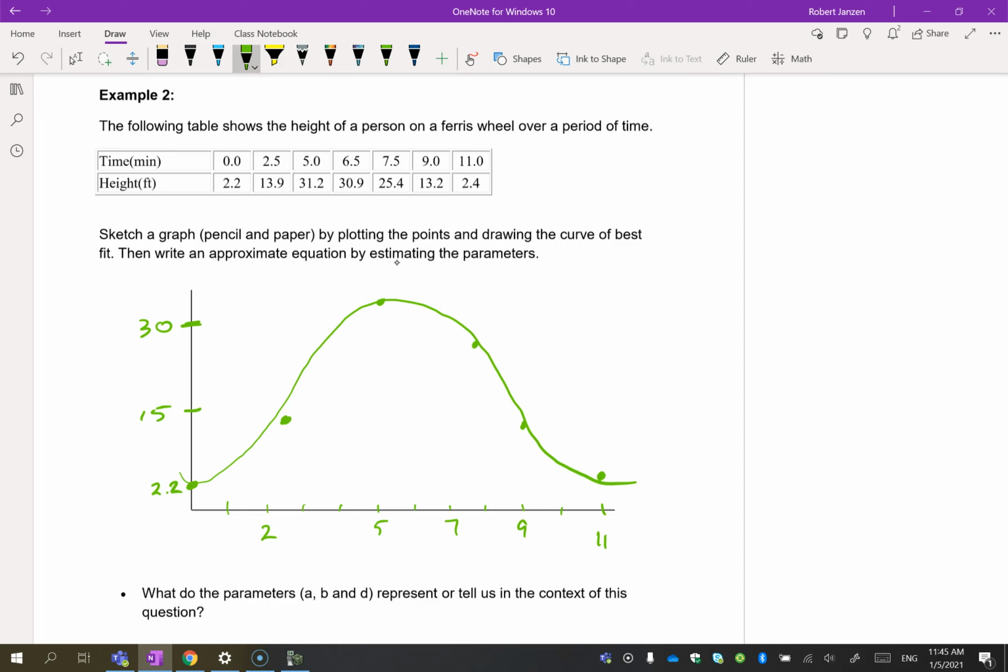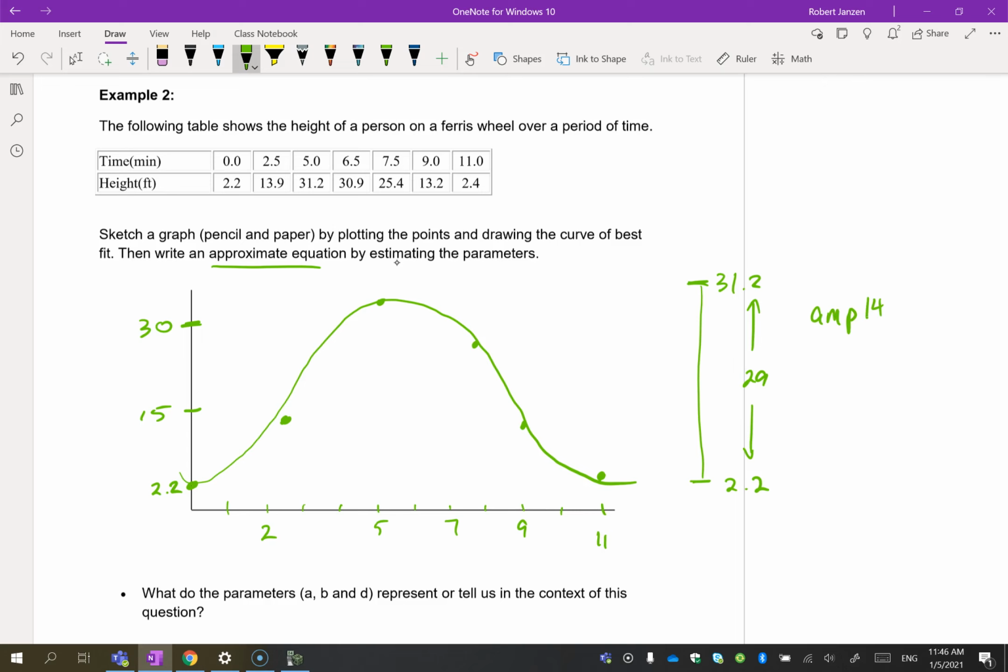Then approximate the equation. What we have to do is look at what is the highest and what is the lowest value. If we go from 2.2 to 31.2, this is a space of 29. So that means our amplitude is half of that.